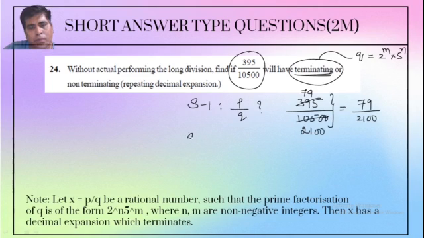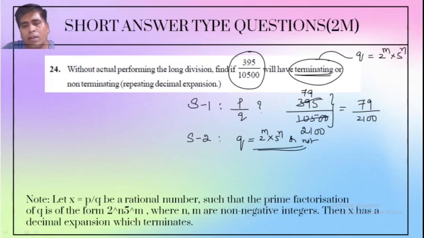Next, we'll move to the second step. Now we will look at the denominator. Is the denominator q in the form of 2 to the power of m into 5 to the power of n or not? We have to check the denominator. Can we write it in the form of this one or not? If I can, it is terminating. If not, it is non-terminating.